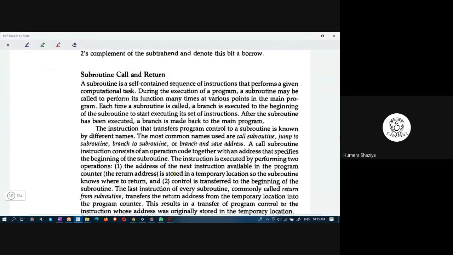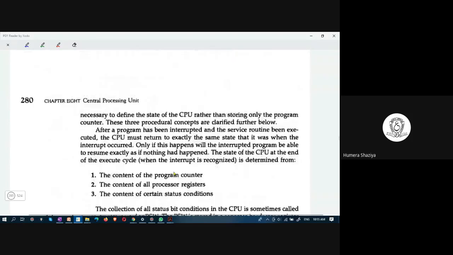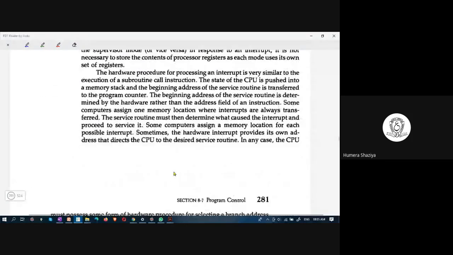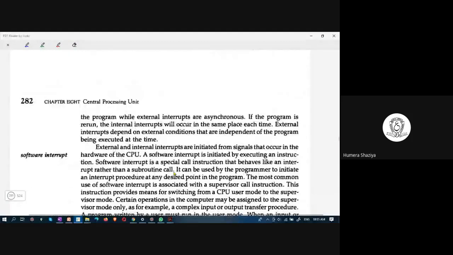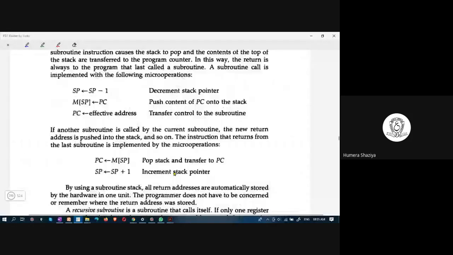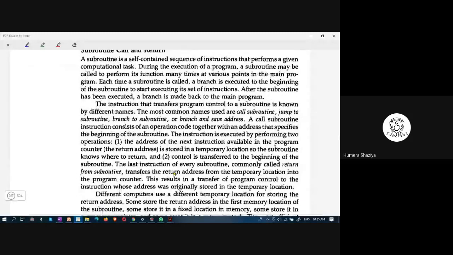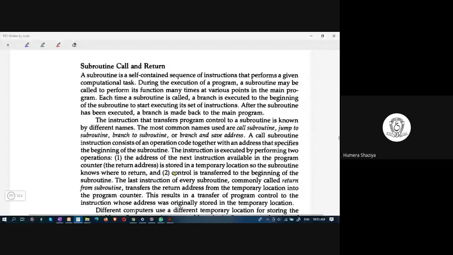Subroutine call and return, I think this is a big topic. We will study this tomorrow, followed by program interrupt and so on.